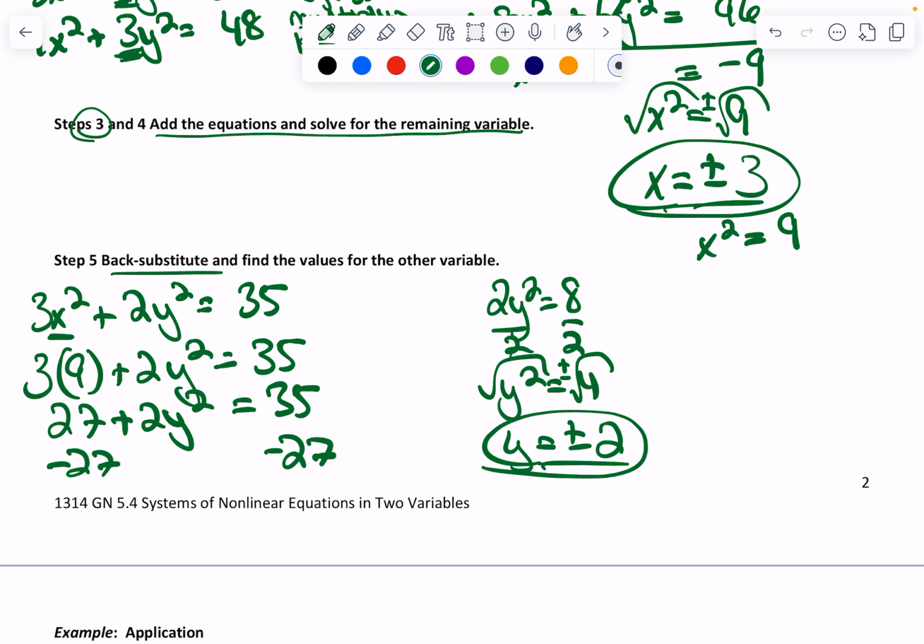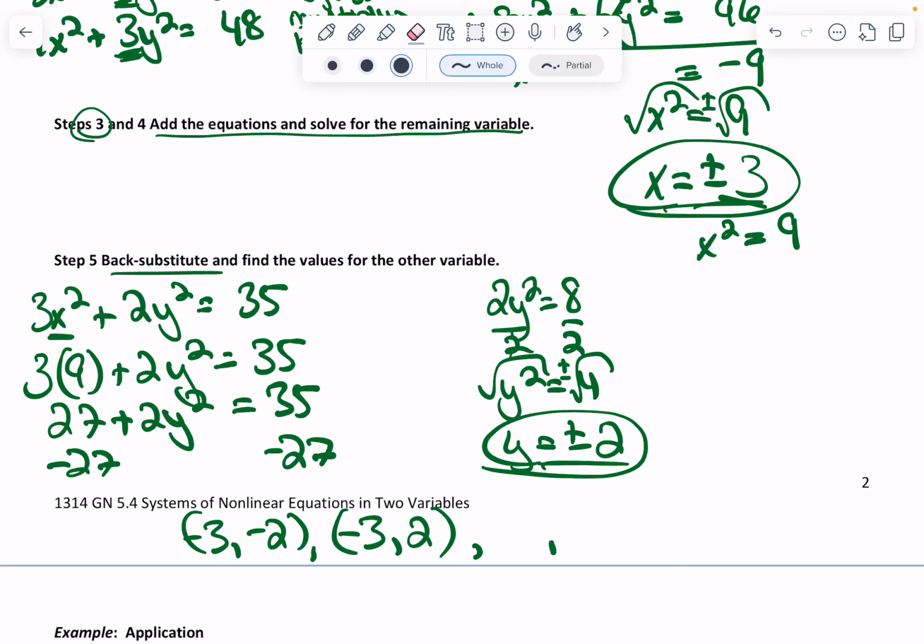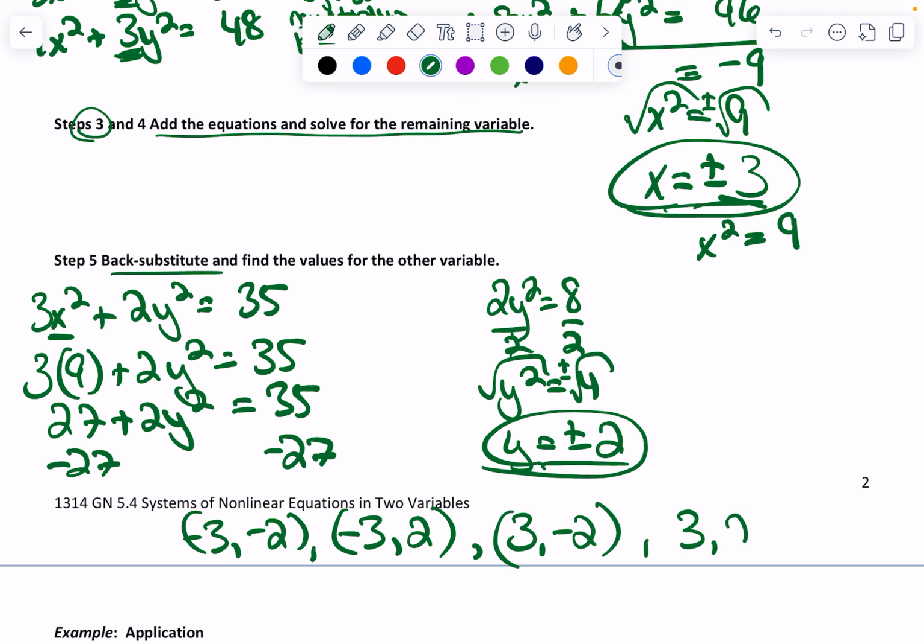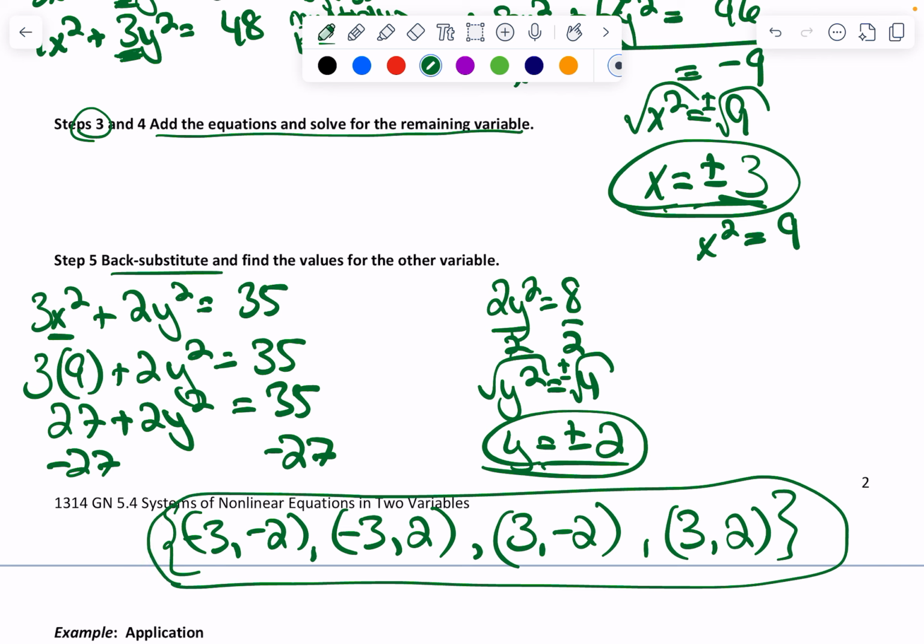So our ordered pairs, the first one is -3, -2. Second one is -3 and +2. Third is... hold on. No, not -2. X is 3. So +3 and -2. And +3 and +2. This is our solution. Because it's x squared and y squared, we have 4 different ordered pairs.